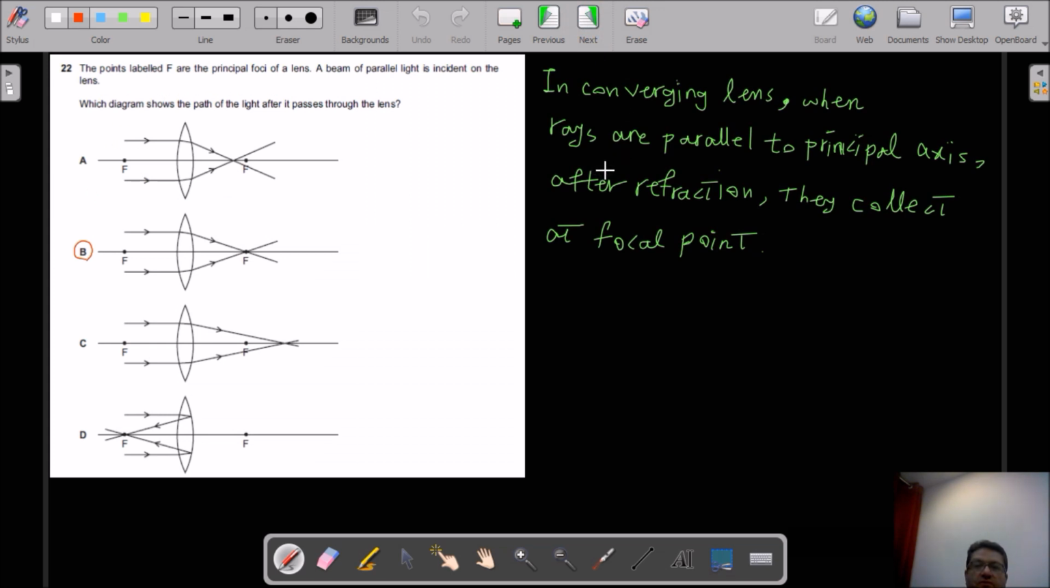22. We know that in a converging lens, when rays are parallel to the principal axis, after refraction, they collect at the focal point. So, first of all, D is wrong because in a converging lens, rays will be refracted to the right side. That's why D is wrong. A and C are also wrong because, as I said, they collect at the focal point. So only B is right because rays are collected at the focal point when they are parallel to the principal axis before the lens.